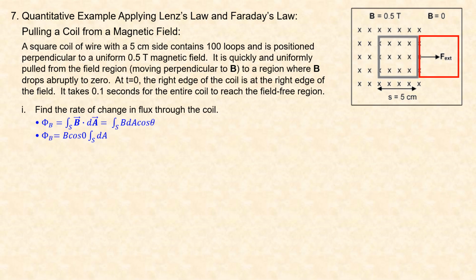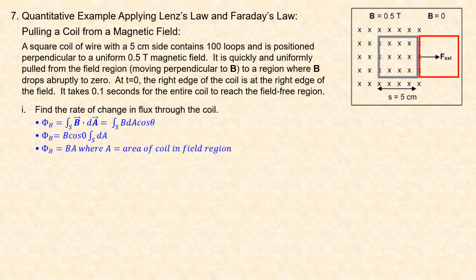Notice that the field is directed into the plane of the paper, into your computer screen. The area vector by definition is perpendicular to the surface, so it too will be in the same direction as the magnetic field. Now, the fact that we can pull the magnetic field strength outside of the surface integral, there'll be a little bit more on that in a second, but it turns out that the magnetic field will be constant over the part of the surface that is in the field region.